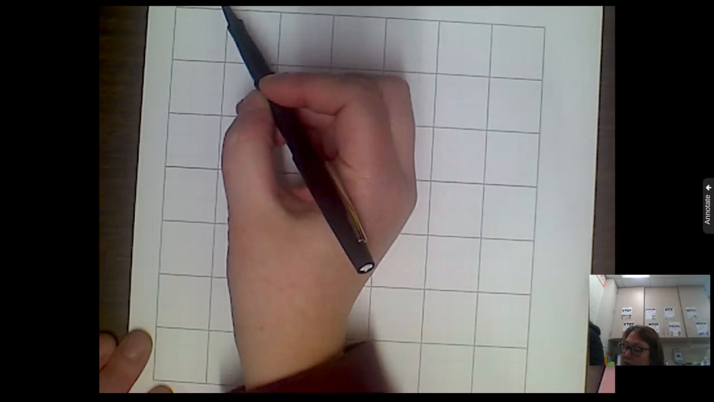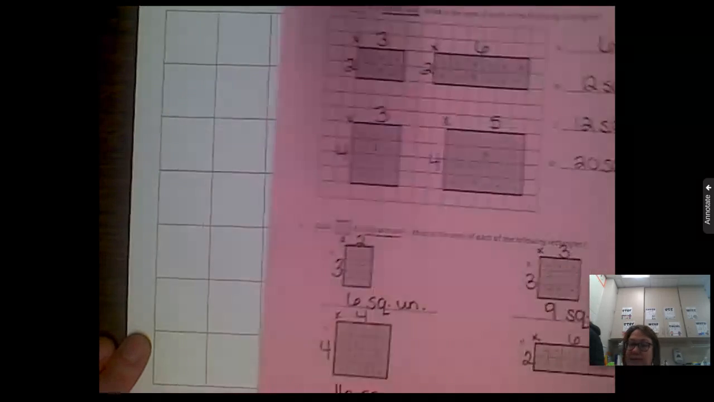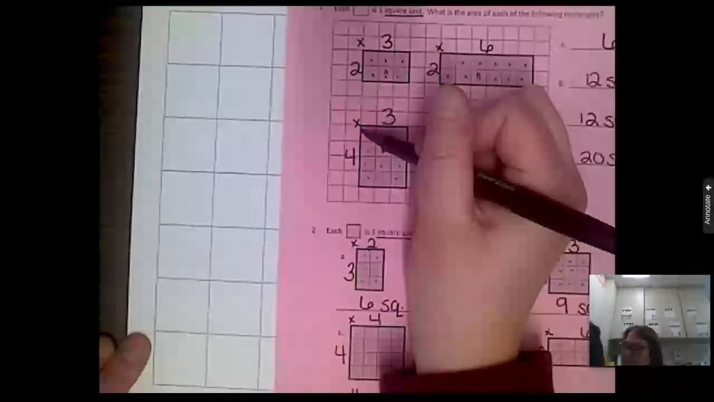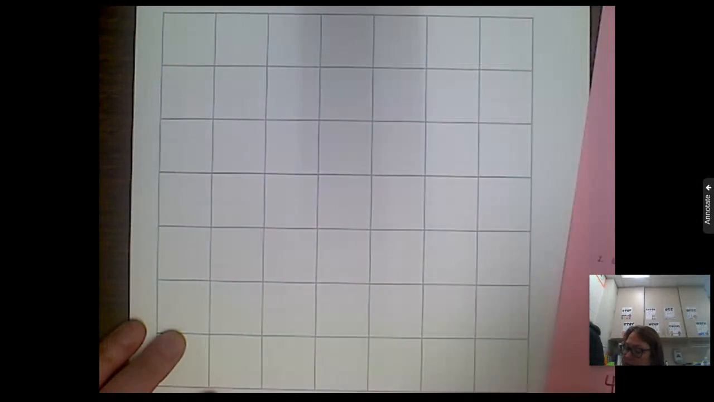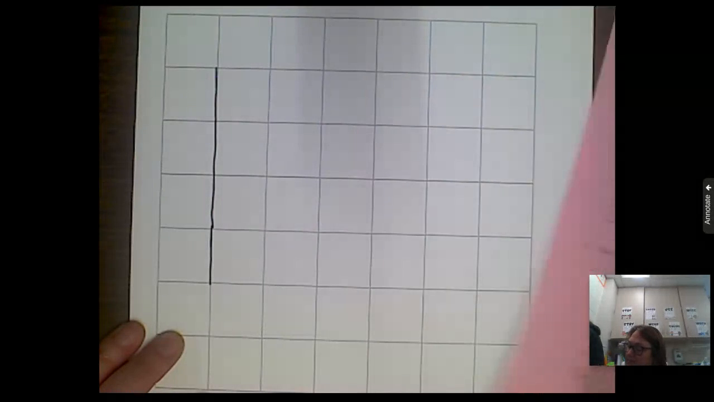So I chose C, and I'm going to write this right here just to remind me that it's 4 times 3, 4 rows of 3. And so it's 4 rows, and I can have this right here to help me if I need it. So I'm going to go down 1, 2, 3, 4. I'm going to go down 4 square units. So we'll start here. 1, 2, 3, 4. So I'm going down 4 square units to match that.